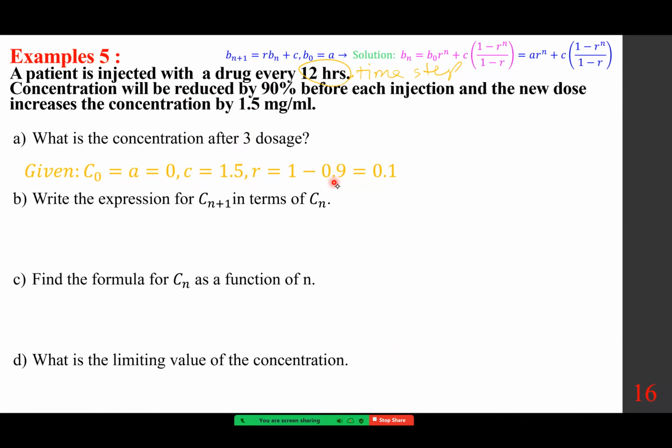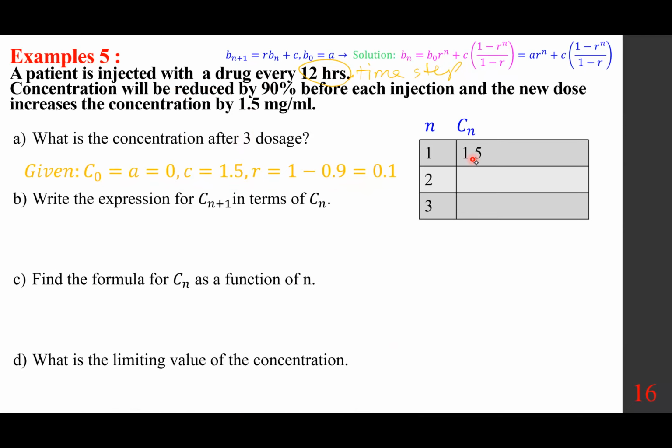Now, we want to go with the table, and the first dose is 1.5. Now, according to this, 10% remains. So 10% of this remains, which makes it 0.15. And then we add this constant 1.5. So 1.5 plus 0.1 times 1.5, or 0.15, gives us 1.65.